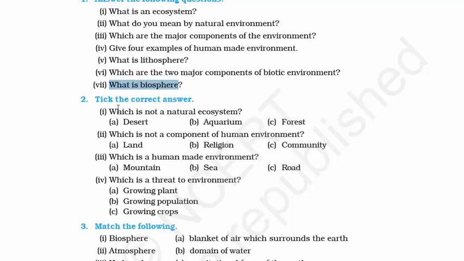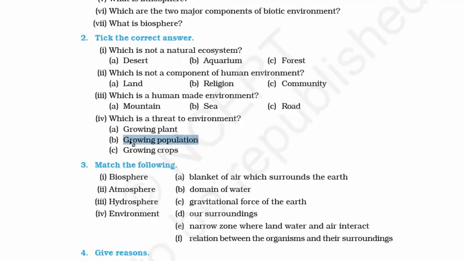Part 2, pick the correct answer. Which is not a natural ecosystem? So desert and forest are of course natural ecosystems. The answer is aquarium. Which is not a component of human environment? Land, because land is a component of natural environment. Which is a human-made environment? Road. Which is a threat to environment? Growing population, yeah, because if this second option grows, the first and third are going to be finished.